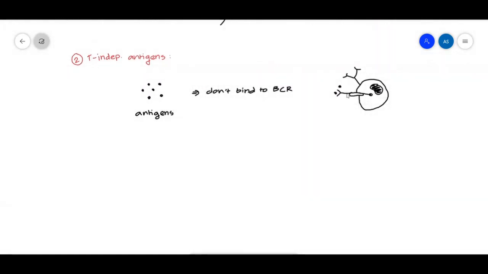So this binding to other B cell receptors is going to activate the B cell directly. So there is a direct activation. You don't need the involvement of T cells. No T cells are needed. To be more specific, no T helper cells are needed for activation. What this is going to produce is plasma cells only.